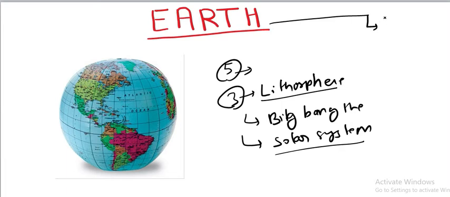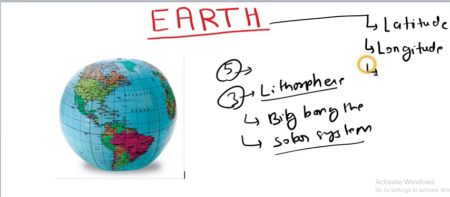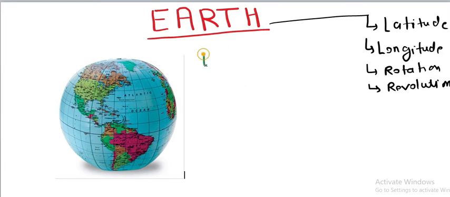First, we will discuss latitudes, then longitude, then rotation of the earth, and after that revolution of the earth. So these four things we will discuss about the earth. First, we will start with the latitudes.